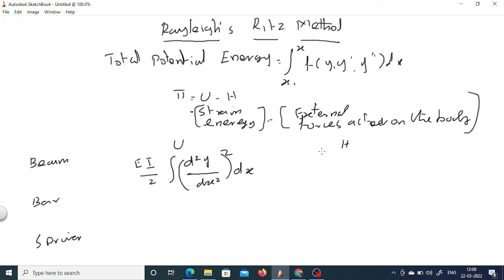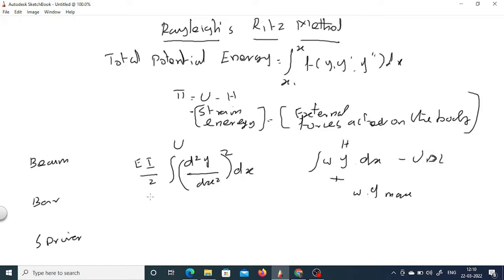If I consider a beam, there should be a uniformly distributed load or a point load. If the problem has a UDL, which means uniformly distributed load, it is the integral of W, which means load, times y dx. Otherwise, if the problem has a point load, we determine it with the integral of wy dx plus W into y max, which is the formula for point load. Likewise we can determine the values.